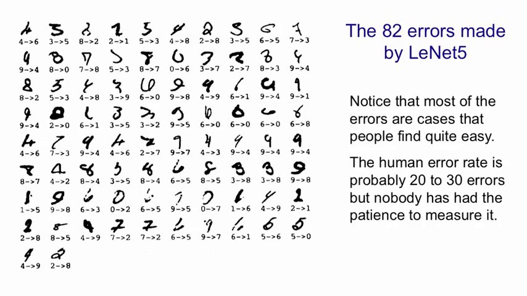Of course, there might be digits that LeNet 5 got right and you would get wrong. So you have to be careful in estimating the error rate. You can't just look at these 82 and ask which ones you get right and which ones you get wrong. You have to worry about all those other ones that LeNet 5 might have got right and you might have got wrong.